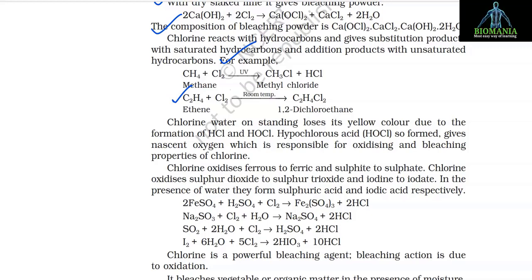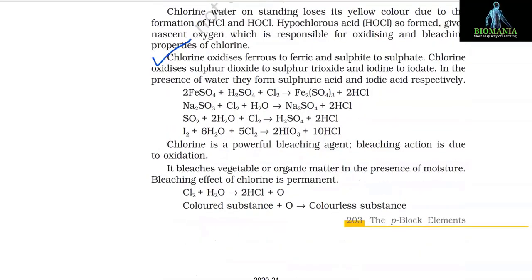Chlorine water on standing loses its yellow color due to the formation of HCl and HOCl. Hypochlorous acid, HOCl, so formed gives nascent oxygen, which is responsible for the oxidizing and bleaching properties of chlorine. Chlorine oxidizes ferrous to ferric and sulfide to sulfate. Chlorine oxidizes sulfur dioxide to sulfur trioxide and iodine to iodate. In the presence of water, they form sulfuric acid and iodic acid respectively.